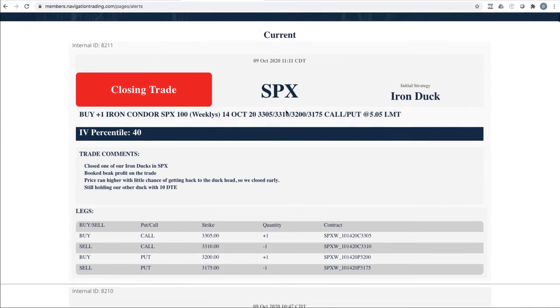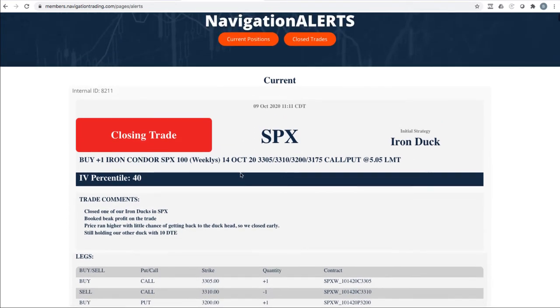And then SPX, here's the closing trade on one of our SPX iron ducks. Price ran higher, booked big profit on that trade. So we're out of that one. So those are all the alerts. We were a little light on the number of alerts compared to other weeks, but just waiting for some opportunity. That tends to be what happens when you see the market ripping higher, is we just close out positions and wait for additional opportunities.